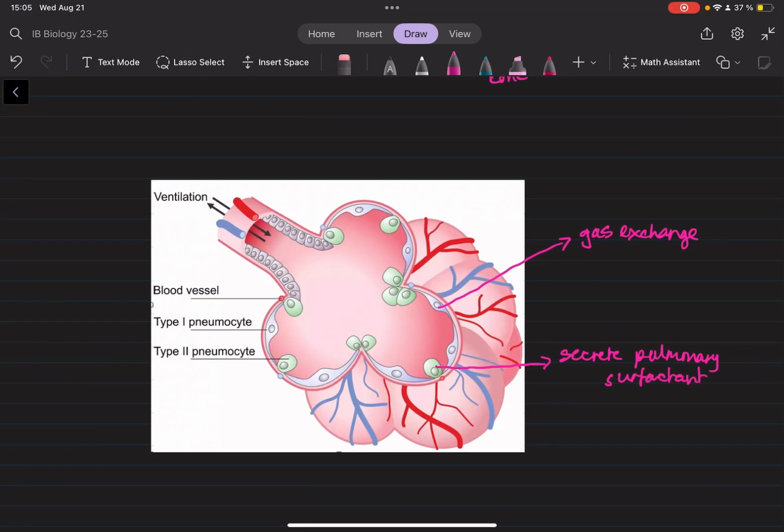And this surfactant decreases surface tension, which is really important because it prevents the alveoli from collapsing in on itself, which would be very dangerous for us because we need to intake oxygen to survive, and we need gas exchange to be able to happen.